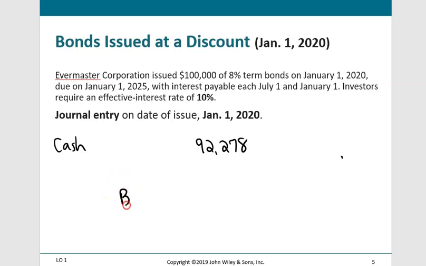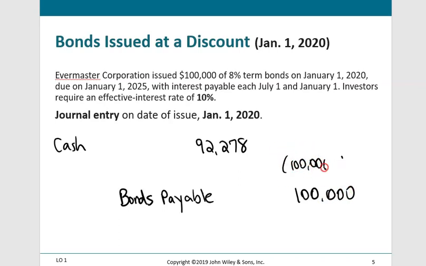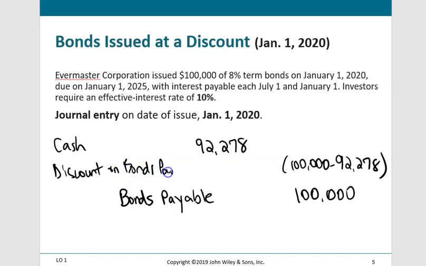We're going to credit bonds payable for the face value of the bonds, which is 100,000. And the difference is going to be recorded to discount on bonds payable, the contra liability account. $7,722.